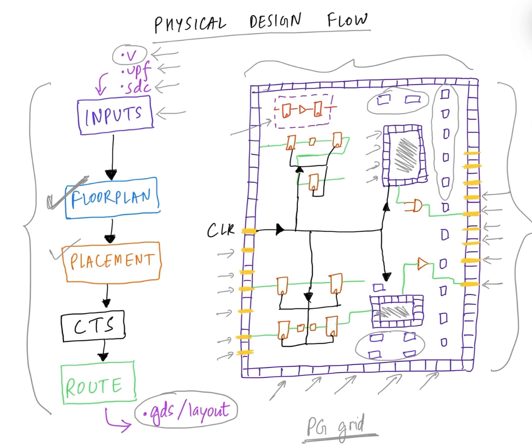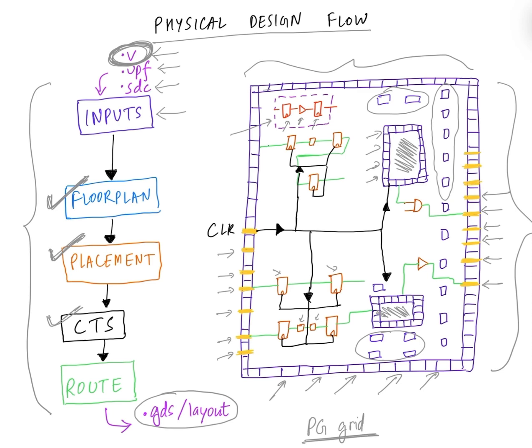The third step is the placement step. So during placement step, all the cells which are present in your .v netlist will be placed in the design. Here we can see that we have a bunch of flops and combinational logic in red and orange. So all these cells will be placed in the design during placement step. Legalization will also happen, which means that there will be no overlaps between the standard cells, and all the standard cells will be sitting on legal locations on standard cell rows which were created during the floor plan stage.